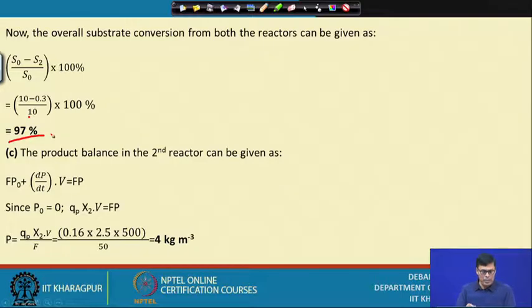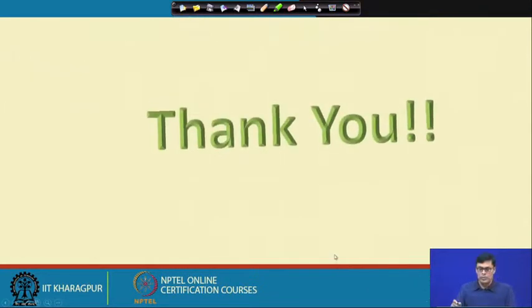Now, the next problem is, what is the final product concentration? The product balance in the second reactor is F into P0, dP by dt into P into Fp. Am I right? Now, if it is like this, then the P0 we can assume to be 0, and then this equal to this, and these all values are given, flow rate and Qp, x2 and V value is given. So, we can easily find out final product concentration. It is not very difficult.